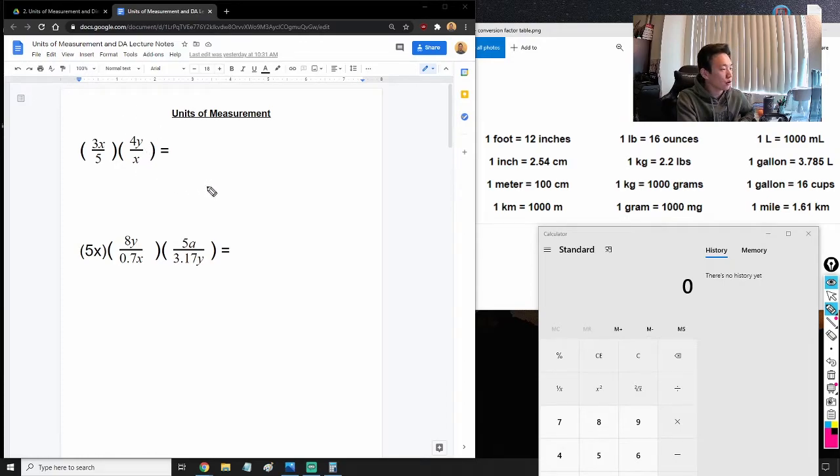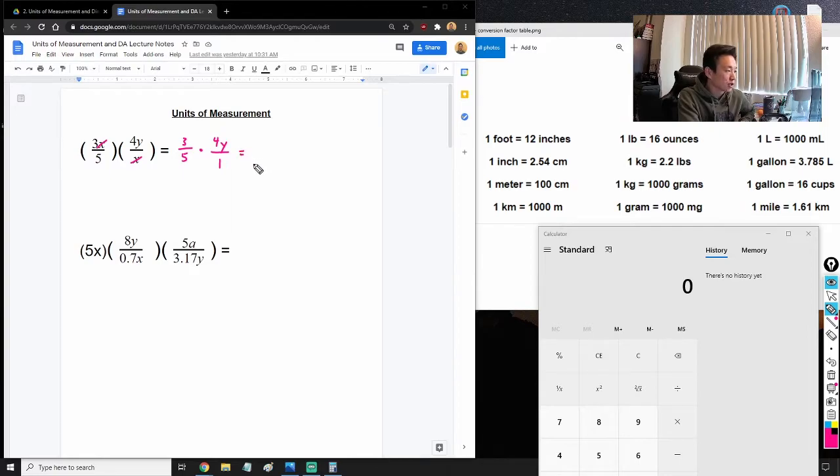Now, one thing I want to let you know is if you have something on the top of a fraction, and if you have the same thing on the bottom of the fraction, you can cancel those out. So here we have 3x on the top, and we have an x on the bottom, which means we can cancel out the x's. And so before we even get started, we can just get rid of the x's, and that's going to give us 3 over 5 times 4y, and we canceled out the x, so it's just going to be 1.